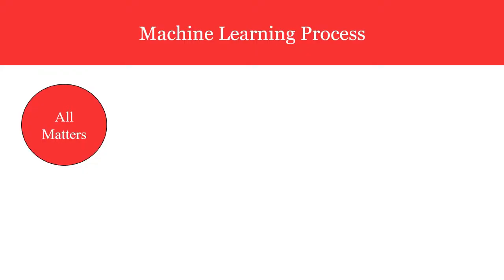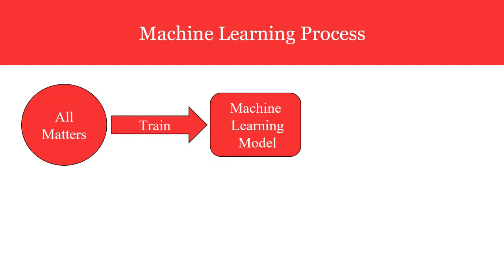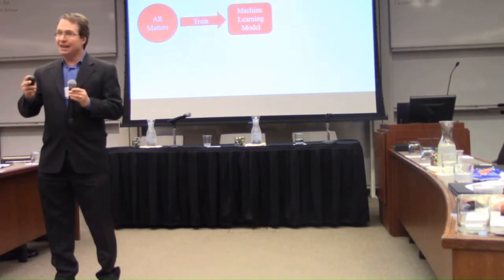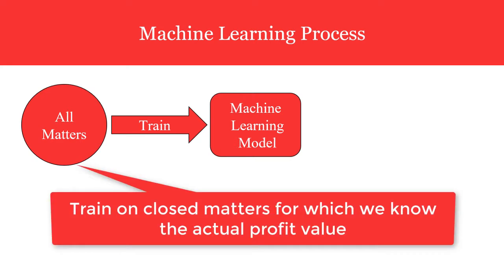Let's talk about the machine learning process. We have all the matters in our firm, everything historical, all the data we can get. We're going to break that into a training and a test set. We train typically on about 70% of our data, and we test that model on about 30% of our data. You only train on closed matters, matters where you know the answer, right? You can't train if you don't know the answer.